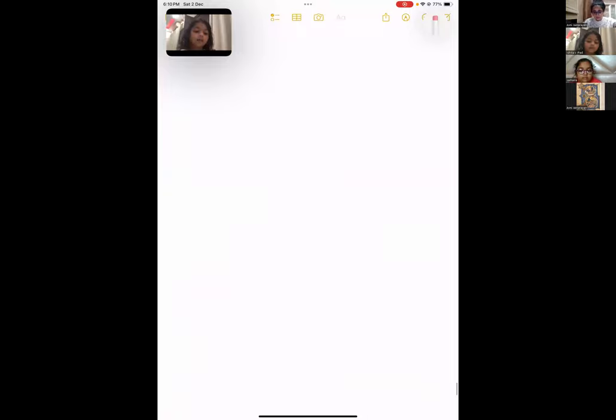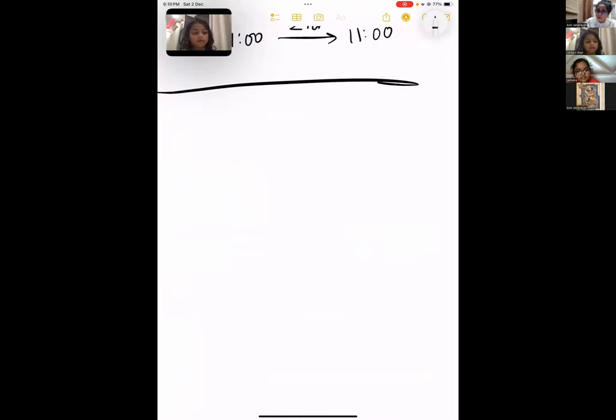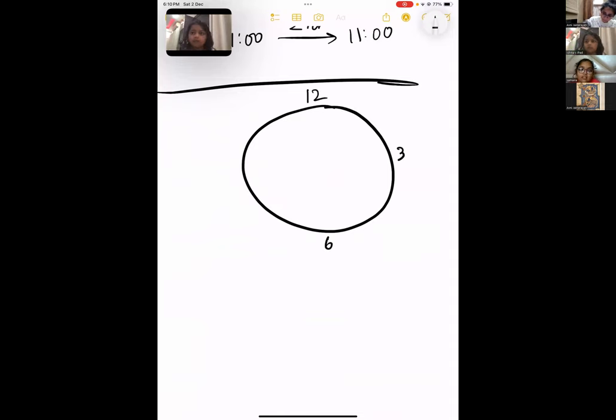Now there is one last concept. ठीक है. And then we will play the game and the class is going to get over. Last concept. ठीक है. This is a very popular question on Olympiad, like in Olympiad examination. I'm drawing clock. ठीक है.